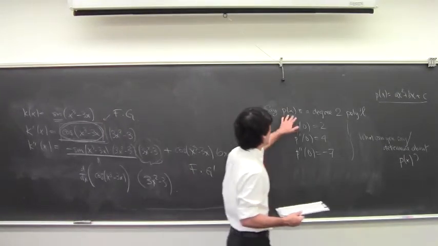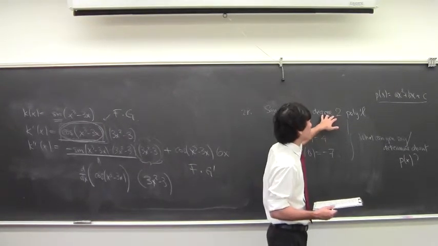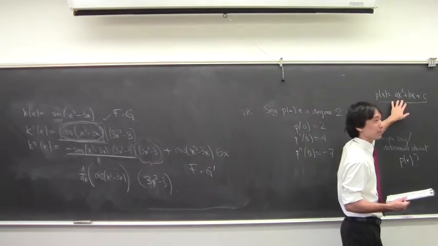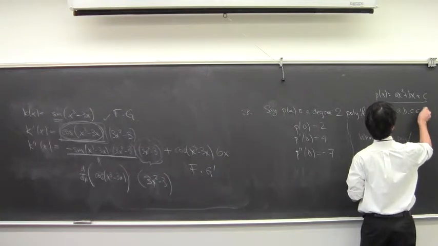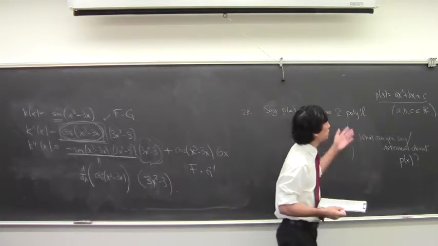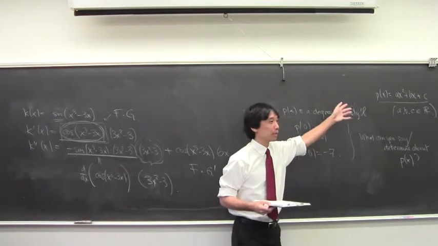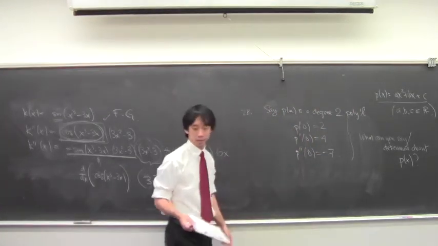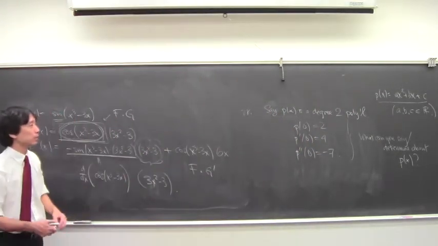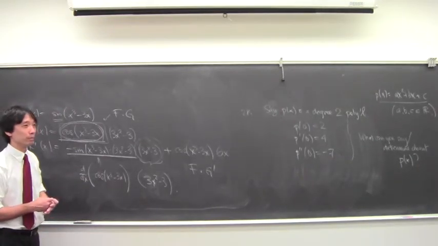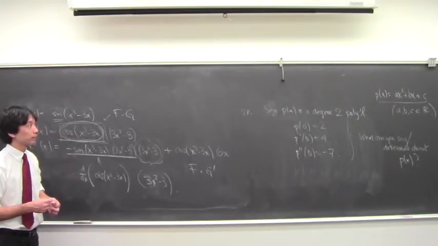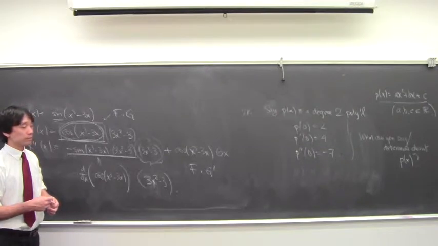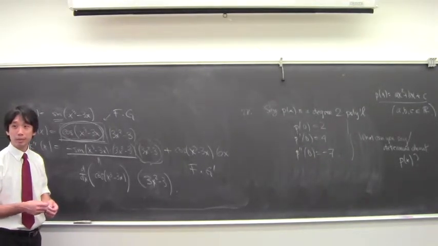Oh, so p is a degree 2 polynomial. It's a quadratic polynomial, so it's going to look like this, right? You don't know what a, b, and c are. A, b, and c are some numbers, but p looks like that. It's a quadratic polynomial. You done? Okay.